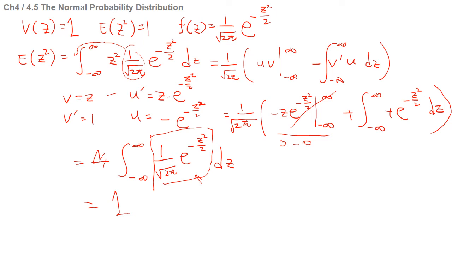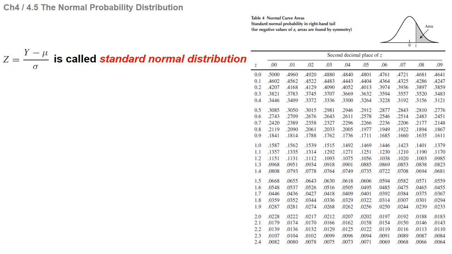Okay, so this is the proof for the variance part. And so when we are calculating the probability related to normal distribution, we usually normalize the normal distribution by subtracting mu and dividing by sigma, and we call it the standard normal distribution, and we use the standardized normal distribution table.